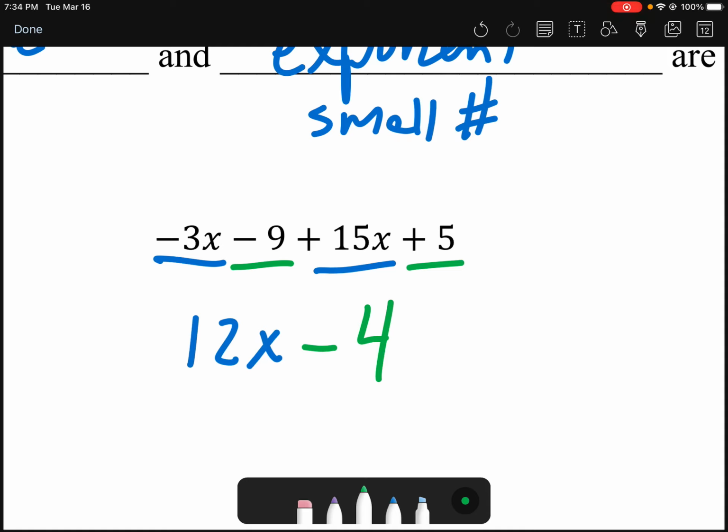So again, we're just looking for the terms that have the same letters, and we're just adding the numbers out in front together. If we have issues adding numbers together, remember, you're allowed to use a calculator, so please use it.